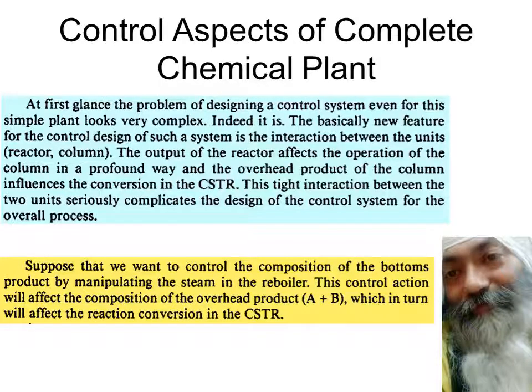Once again, we want to control the composition of bottoms by manipulating the steam in the reboiler. This control action will affect the composition of overhead product A plus B, which in turn is going to affect the reaction conversion in CSTR, because this A plus B from the distillate, if you remember, is going back to CSTR. So that's how it's getting affected.